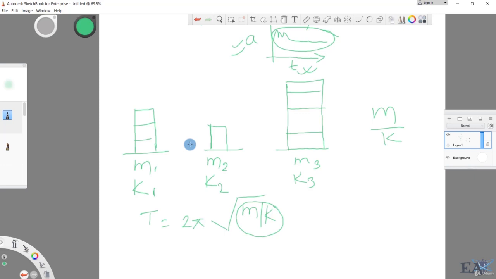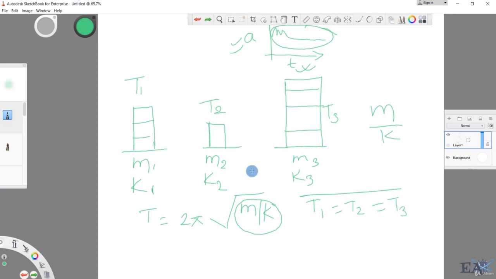Okay, so let us assume that time period for this building is T1, time period for this building is T2, and time period for this building is T3. So if this ratio is same for all these three buildings, in that situation T1 is equal to T2 is equal to T3. Okay, let us assume that structural damping for these three buildings is same. That is, structural damping for this building is xi. Okay, this building is also xi, and this building over here is also xi, right?